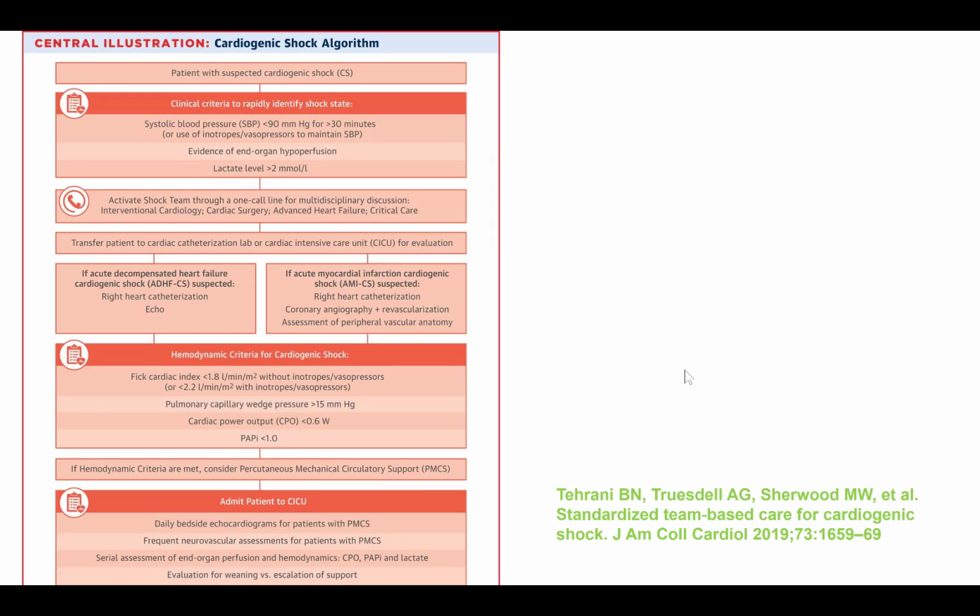This is one such protocol from Inova Medical Center, in which patients with suspected cardiogenic shock are evaluated by a shock team that is a multidisciplinary team consisting of interventional cardiology, cardiac surgery, advanced heart failure, and critical care. And then depending on the cause of cardiogenic shock, whether it is acute MI or congestive heart failure, the patient is then transferred to the cath lab. Hemodynamic assessment is performed to guide subsequent management.